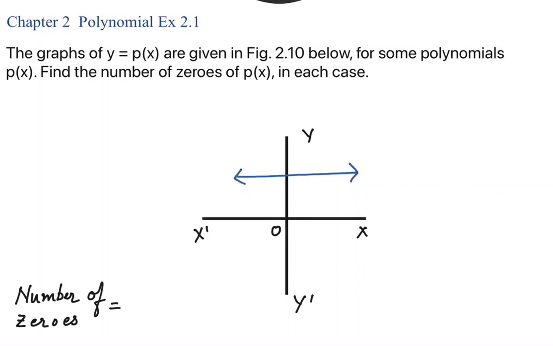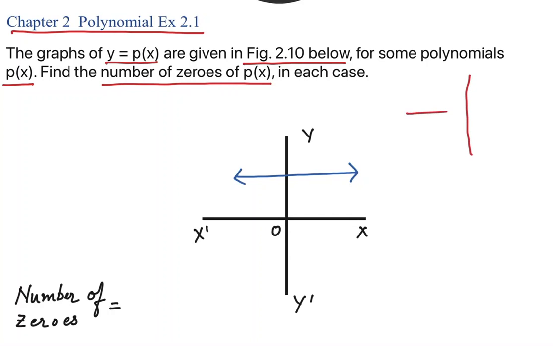In this video, we'll solve exercise 2.1 for chapter 2, polynomials. So the question says, the graph of y is equal to p(x) are given in figure 2.1 below for some polynomials p(x). Find the number of zeros of p(x) in each case. Let's try to understand what are the zeros of a polynomial.